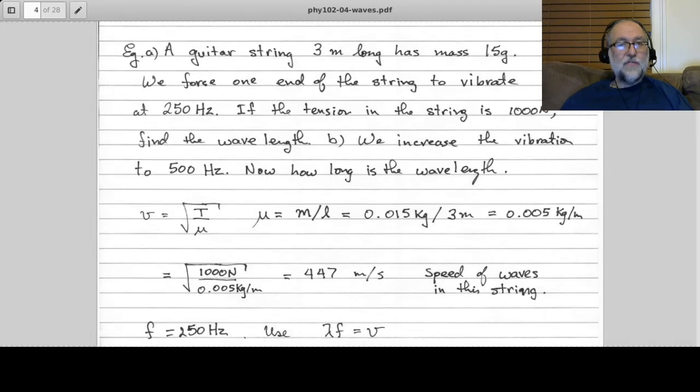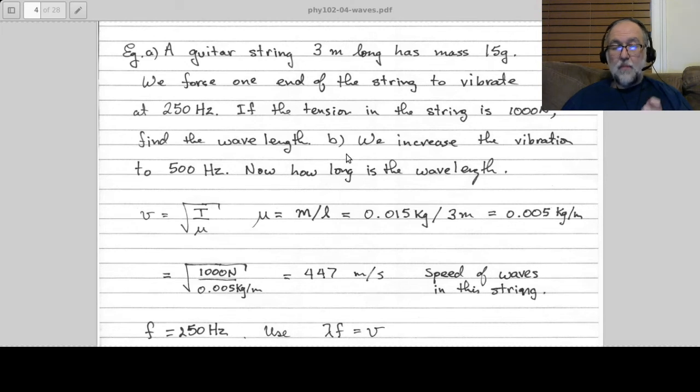Okay, so we're ready for our first example. A guitar string 3 meters long has a mass of 15 grams. So imagine 3 meters of this string and it has 15 grams. We force one end of the string to vibrate at 250 hertz. Remember, hertz is per second. So we grab one end and force it to vibrate 250 times in 1 second. If the tension in the string is 1,000 newtons, find the wavelength.